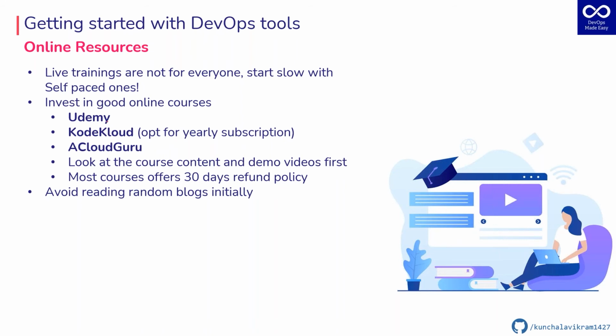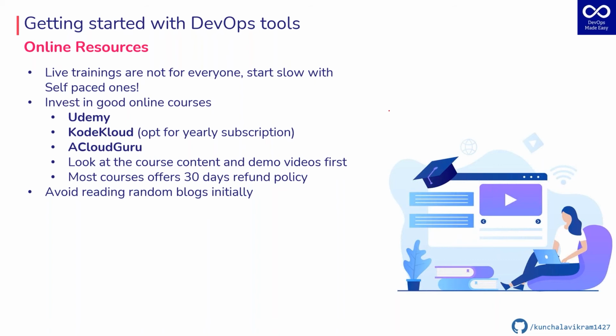First I'll start with Udemy. If I find that one of the tools is not available with Code Cloud, I'll look for that course in Udemy. So I'll immediately buy it. Before buying, I'll look through the course content, and I'll check the demo videos first. Then I'll buy it, and then I'll go through the complete videos.